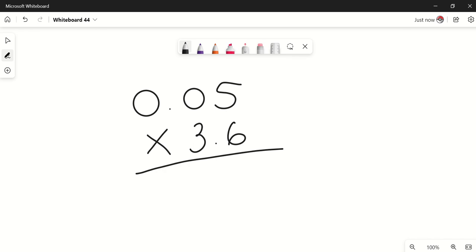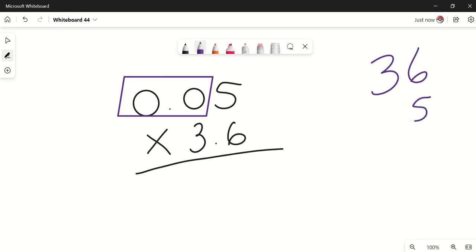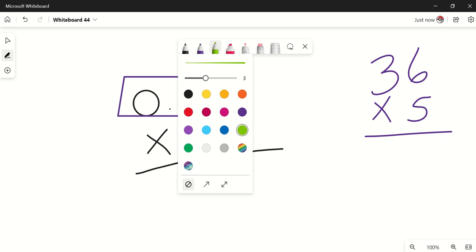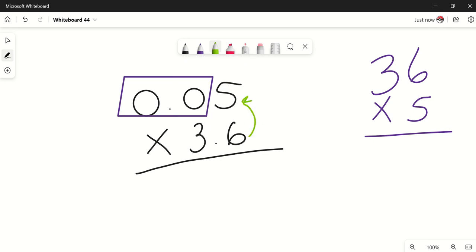Now, you can argue that these zeros are not needed and this would basically be 36 times 5. You can do it this way too, and I'll show you what happens with both. Let's change the color to green for this one. 6 times 5 will be 30, carry the 3. 6 times 0 will be 0, plus the 3 will be 3. 6 times the other 0 will just be 0.